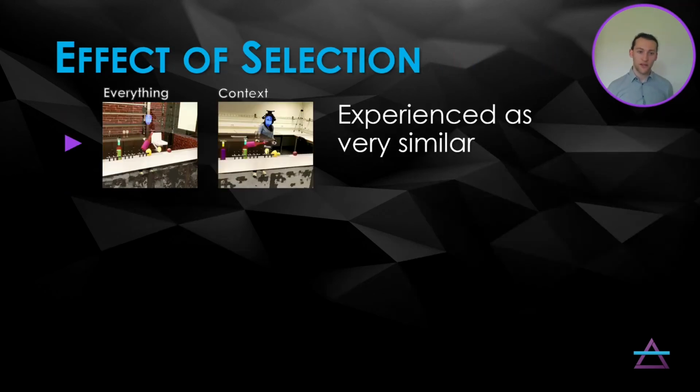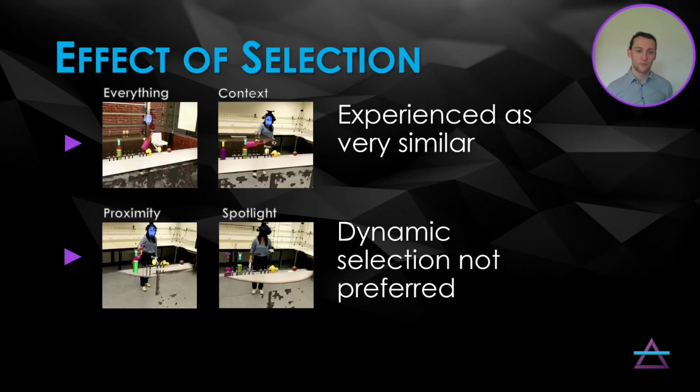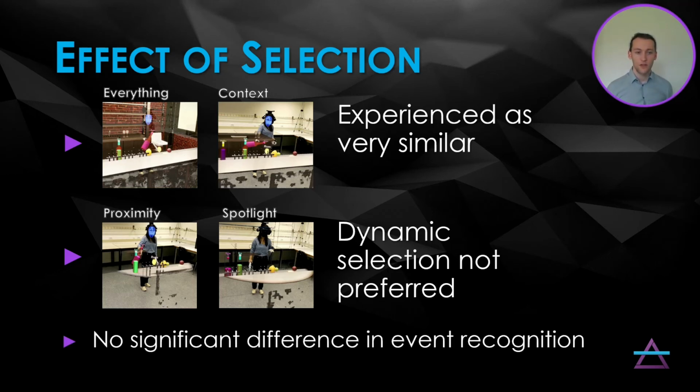On the effect of selection, we found that everything and context are experienced as being very similar, and that dynamic selection, in our case proximity and Spotlight, was not preferred because of the lack of control participants had over this visualization. Then on the event recognition task, no significant differences were found between any of these selections, with the values being about the same.